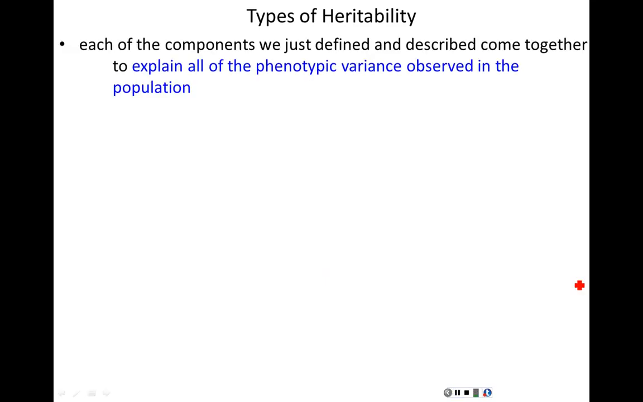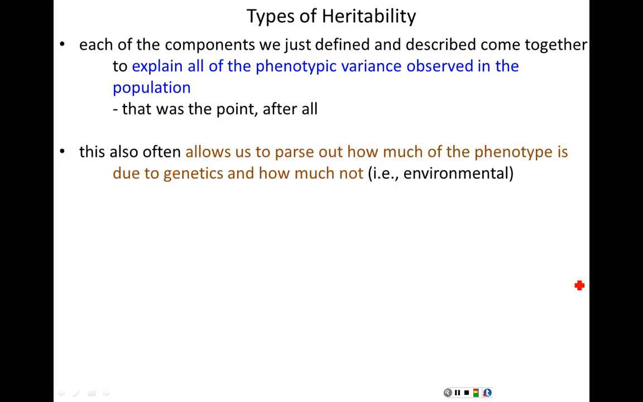So let's move on then to types of heritability. Each of the components we just defined and described come together to explain all of the phenotypic variance observed in a population for any one trait. That was the point of all of this. That's what we were trying to do: account for, and I mean account for, like an accountant. Put a number to, put a proportion to, account for all of the different inputs that affect a trait.